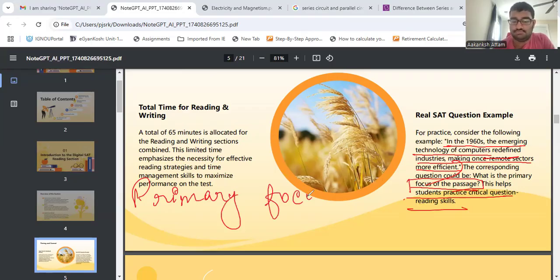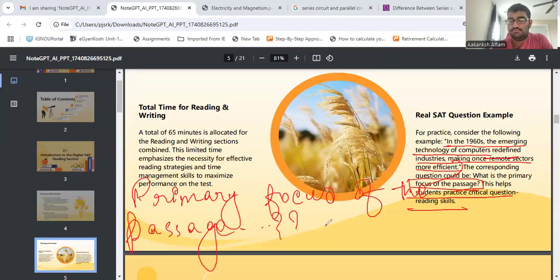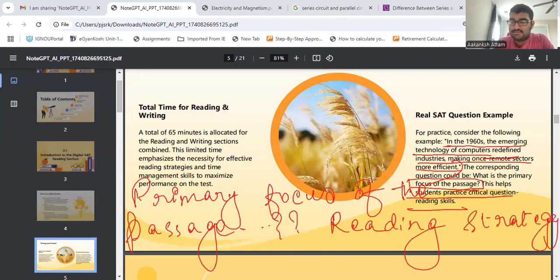And which reading strategy are you going to implement while identifying the primary focus of the passage? Just now we discussed. It would be how emerging companies redefine industries. Did you understand my question? Which reading strategy are you going to use?